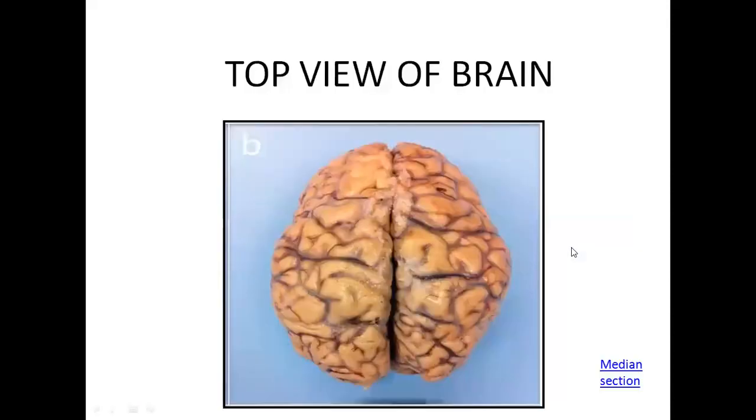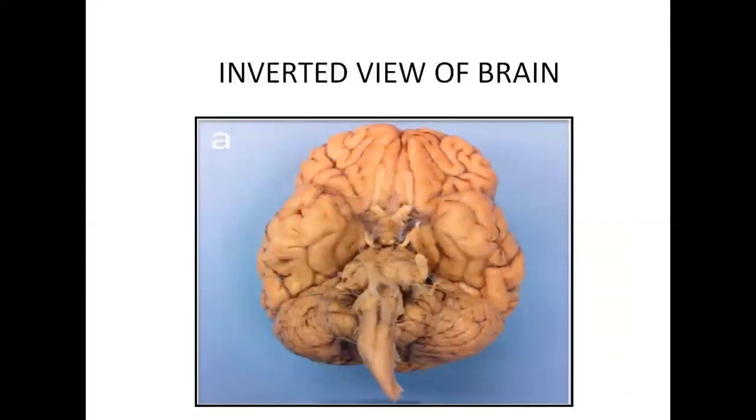So let us start. Now, if we see this picture, we can see the top view of the brain, how it looks from the top. And the part you are seeing here is the part of the brain which is responsible for memory and intelligence. This is how the brain looks in an inverted view. If we see the brain upside down, it looks like this, and this part is known as the brain stem, which continues with the spinal cord.